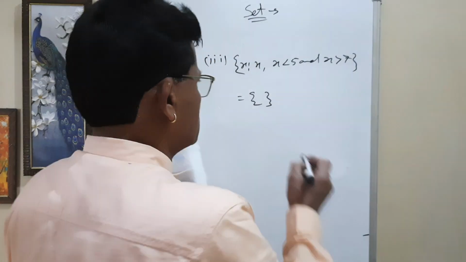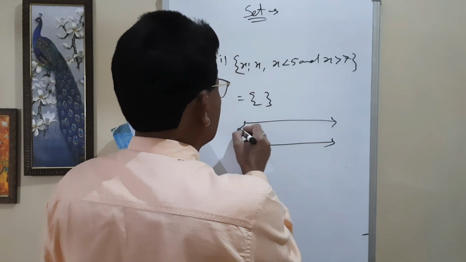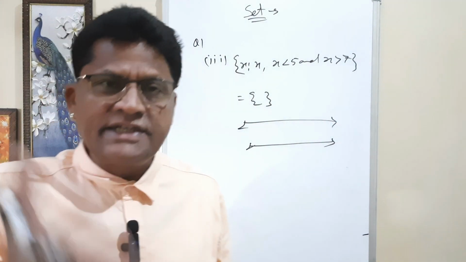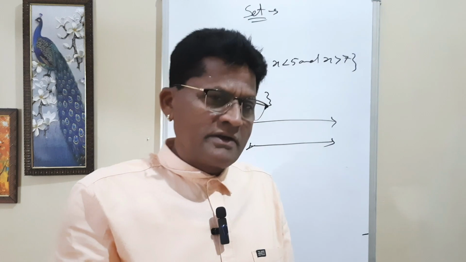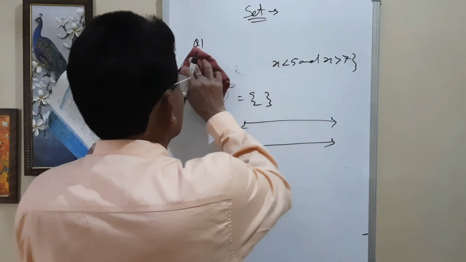Okay. You see the fourth part: y such that y is a point common to any two parallel lines. What does it mean? These are the parallel lines. Tell me how many common points will be there. There is no common point. There will not be any common point. That is why it is also a null set. Okay, I think you understand the reason for the solution of question number 1.